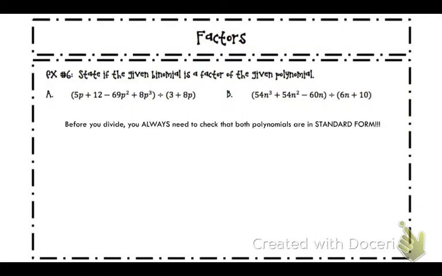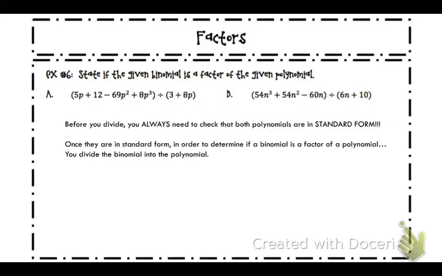So if we want to state if a binomial is a factor of a given polynomial, you always have to make sure the polynomials are in standard form. That's what we should have been checking before. I knew they're in standard form, so I didn't bother to. But make sure before you divide these, make sure they are in standard form. You'll get all sorts mixed up if they aren't.